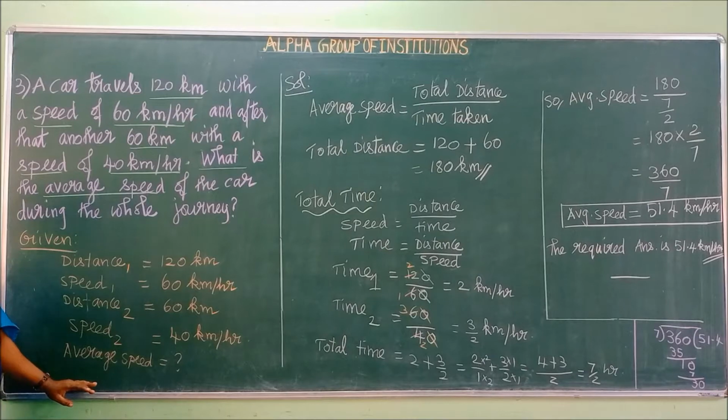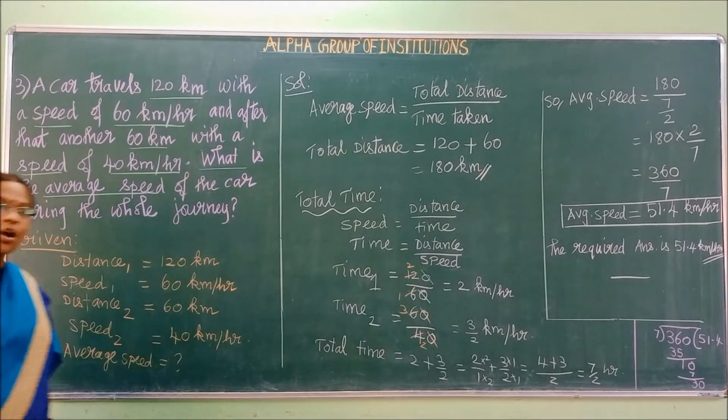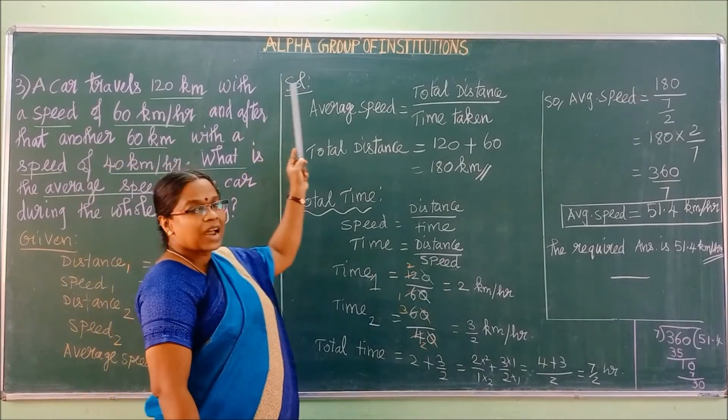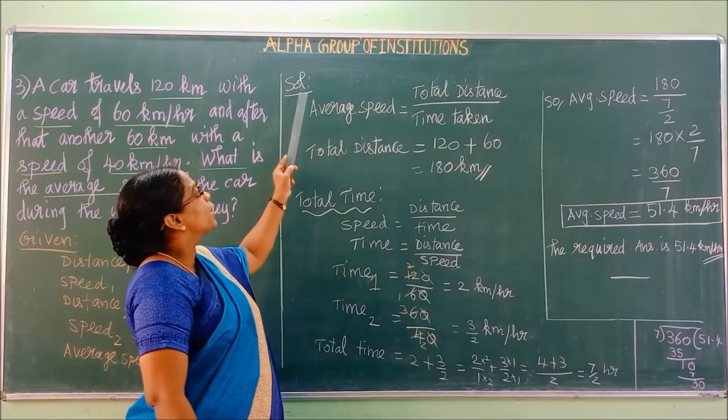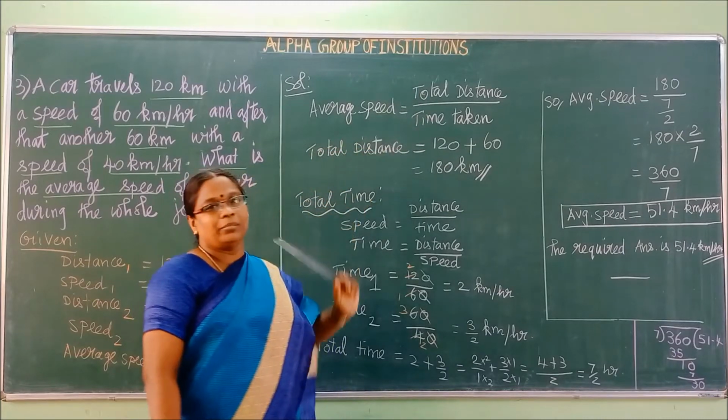Simple. Written, children. Now what are they asking? Average speed. What is the formula for average speed? Solution, start with the solution. SOL. Right? Average speed. What is the formula? Total distance by time taken.